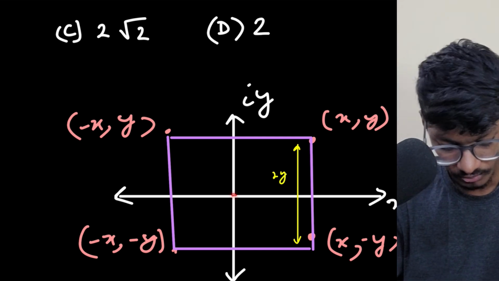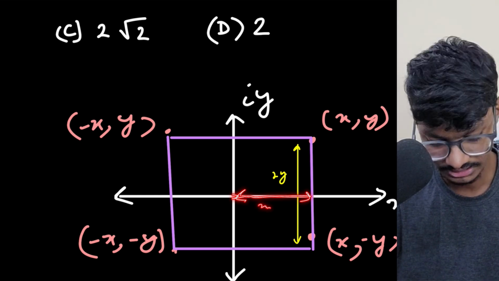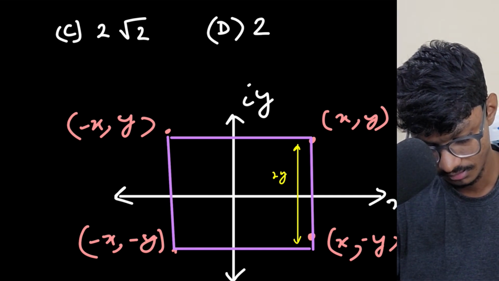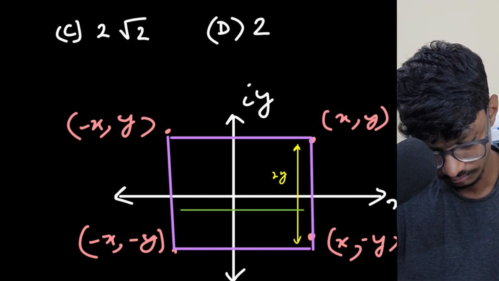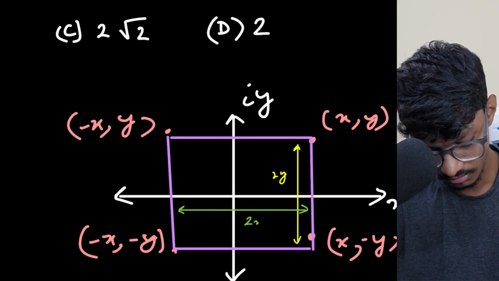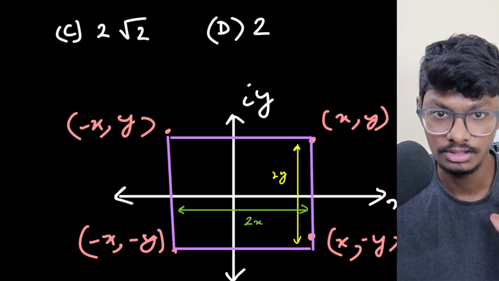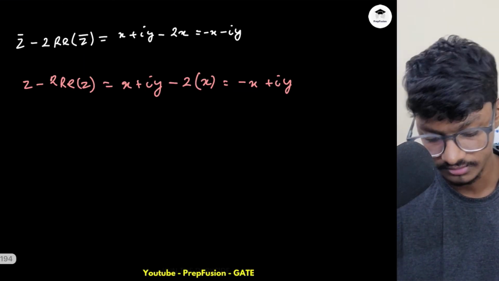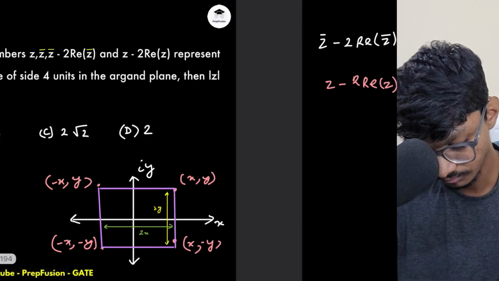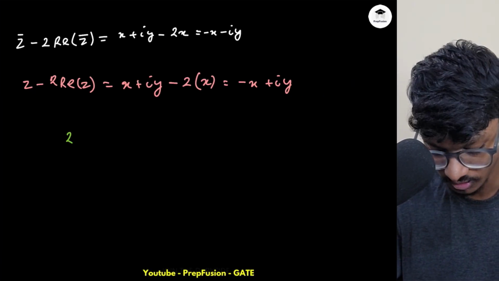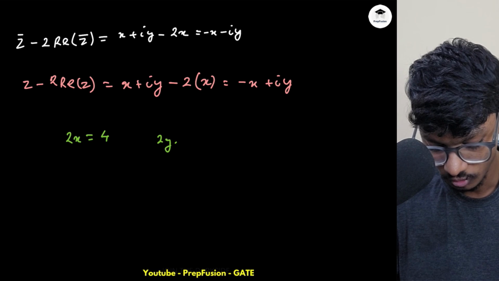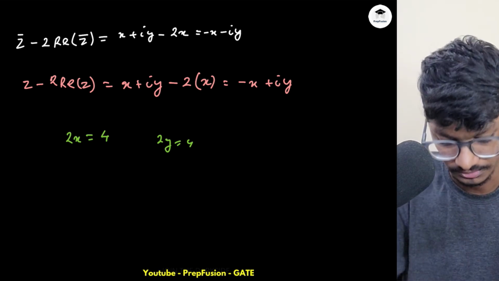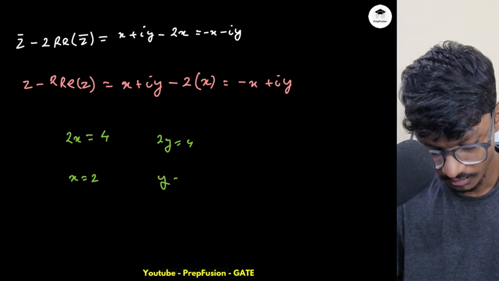Similarly, from the x-axis this distance is x, and this is also x because this is negative x. So overall the distance is 2x and 2y. They have also given me the distance of 4. So 2x equals 4 and 2y equals 4. What have they asked by the way? Mod of z. For mod of z you need the values of x and y: under root x square plus y square. So x equals 2, y equals 2.